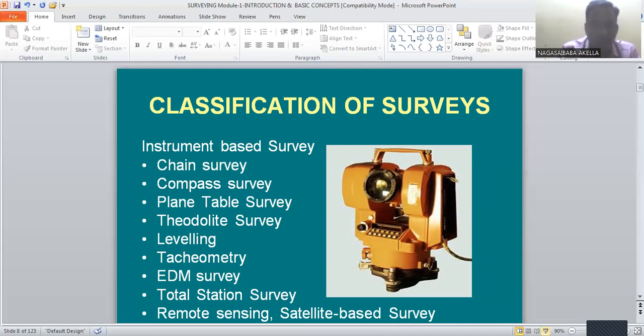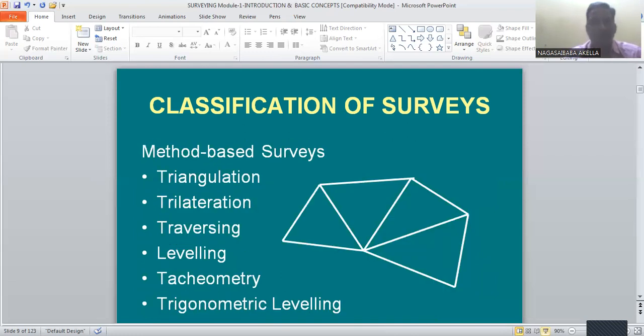If you want to find out the elevation of some stations or the beam bottom RL, that is called leveling. If you use a tachometer in the theodolite, it comes under tachometry. If you use EDM, then it is called EDM survey. If you use a total station instrument, it is called total station survey. If you use remote sensing and satellite based survey, it comes under remote sensing satellite based survey. Next, depending upon which method you are following, that is called method based surveys.